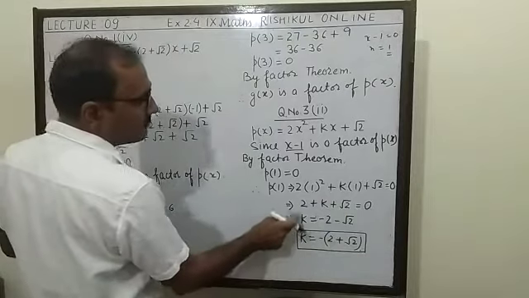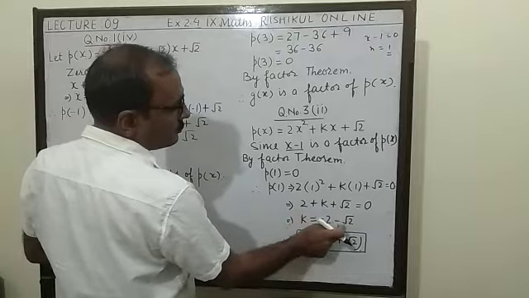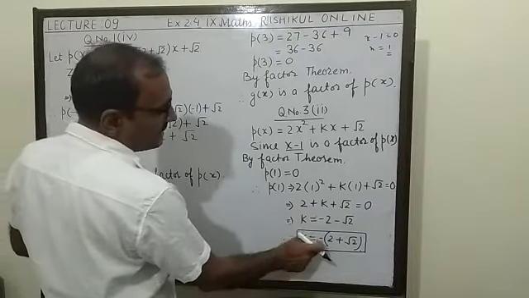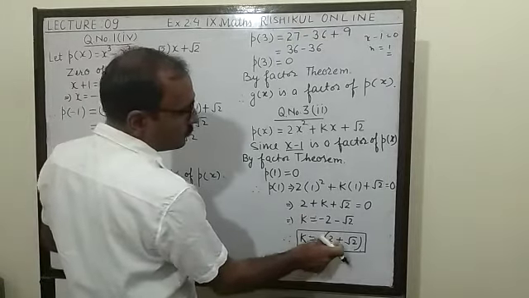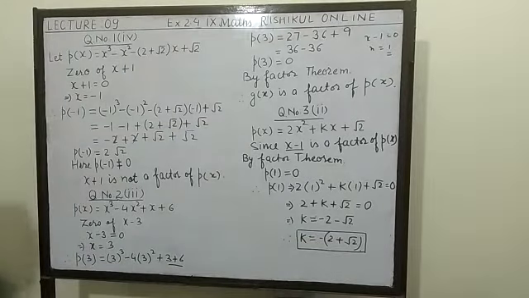Then k is equal to, you transfer this, minus 2 minus root 2, and here the minus sign is common, so 2 plus root 2 is the value of k with a minus sign. So this question is also very, very important. You see very attentively, and the other part you can do yourself.